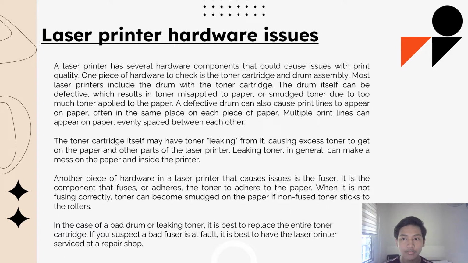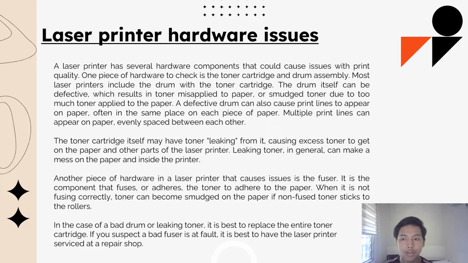A defective drum can also cause print lines to appear on paper, often in the same place on each piece of paper. Multiple print lines can appear on paper evenly spaced between each other. The toner cartridge itself may have toner leaking from it, causing excess toner to get on the paper and other parts of the laser printer. Leaking toner in general can make a mess on the paper and inside the printer.